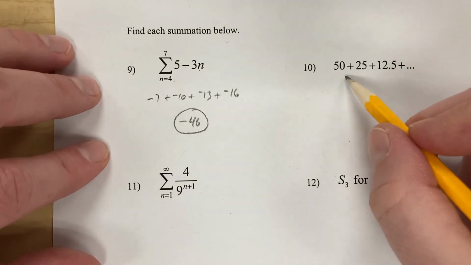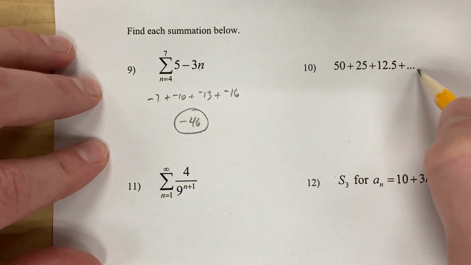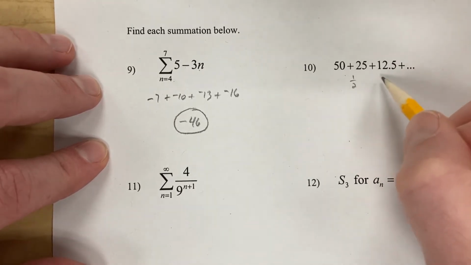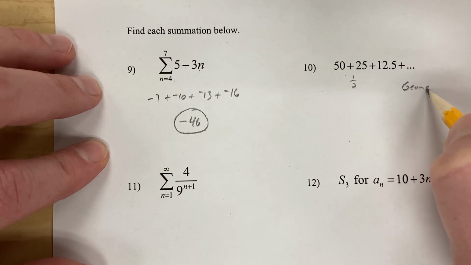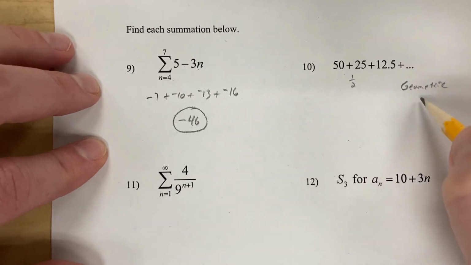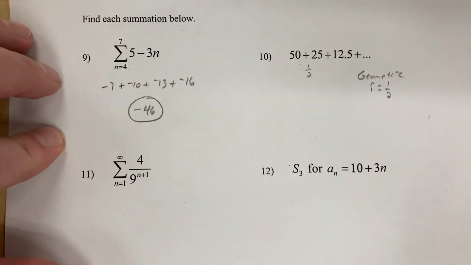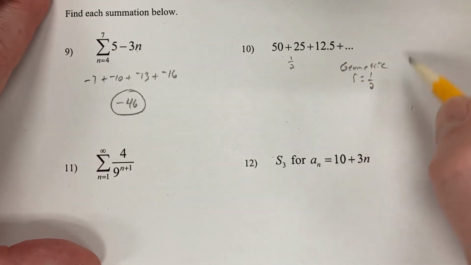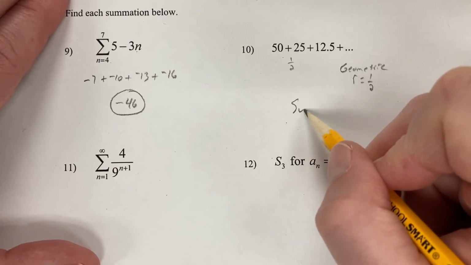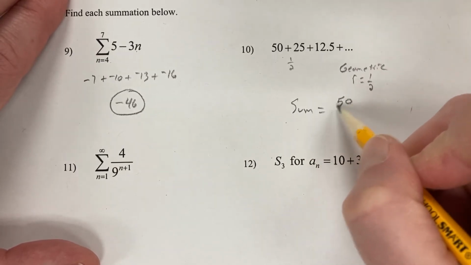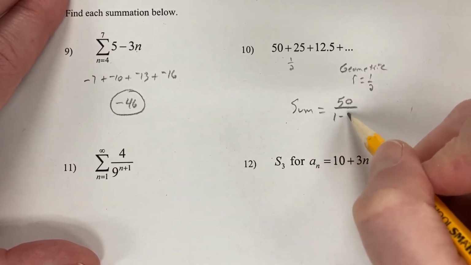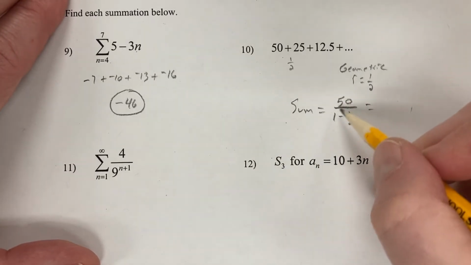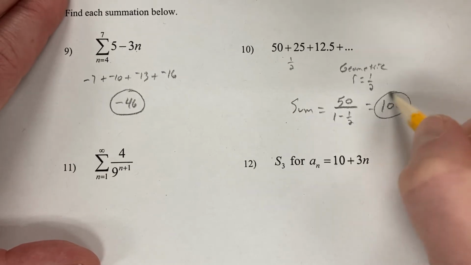For number 10, we're adding, but this is going to continue, go forever and ever. And we notice that to get from term to term, we're going by a half. So this is a geometric series, and it has an R value of 1/2. Because it has an R value less than 1, it converges. The sum of this will be the first term in that series, which was 50, over 1 minus the R value. So this is going to be 50 divided by 1/2, which will give us 100.